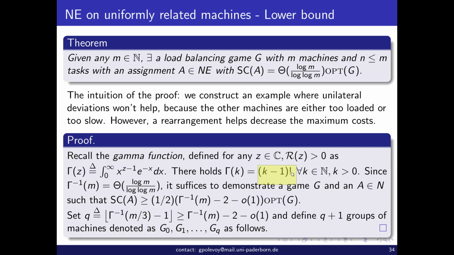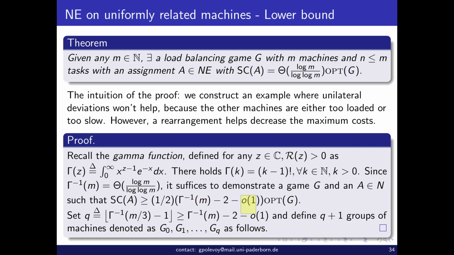Since the inverse of gamma is of the order we like so much, it's sufficient to demonstrate again with some equilibrium assignment. Of course, it's going to be a Nash equilibrium, not in N, it's going to be in NE. There's an equilibrium assignment such that the social cost of this equilibrium assignment is at least one half times gamma inverse of m minus 2 minus something which goes to 0 if you divide it by m, as m goes to infinity. That's the meaning of the o notation, times the optimum.